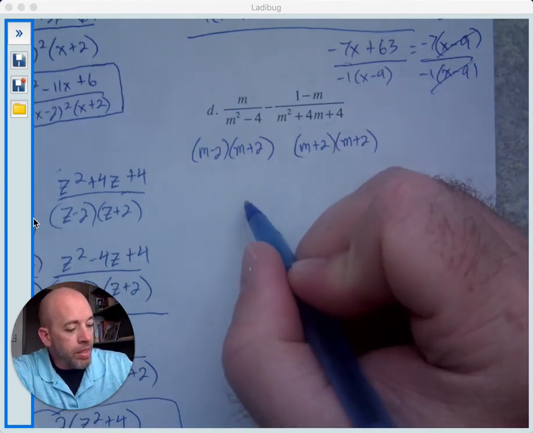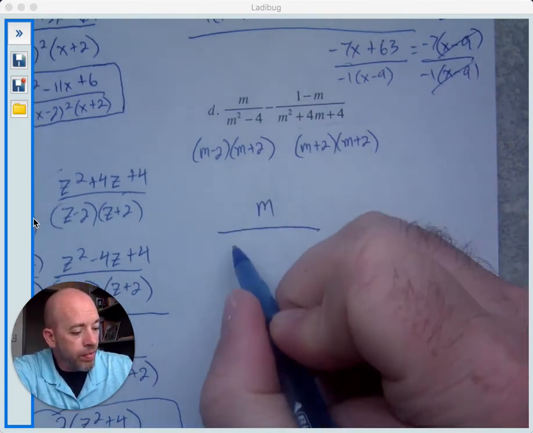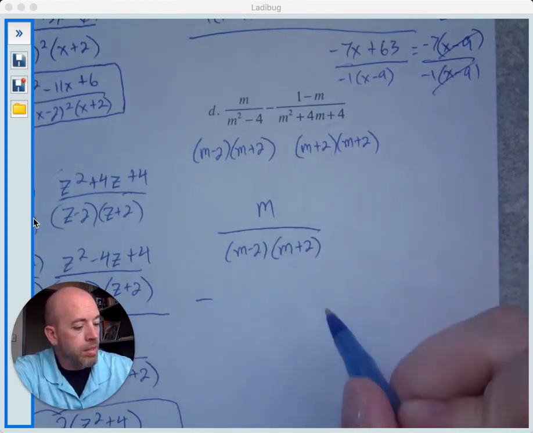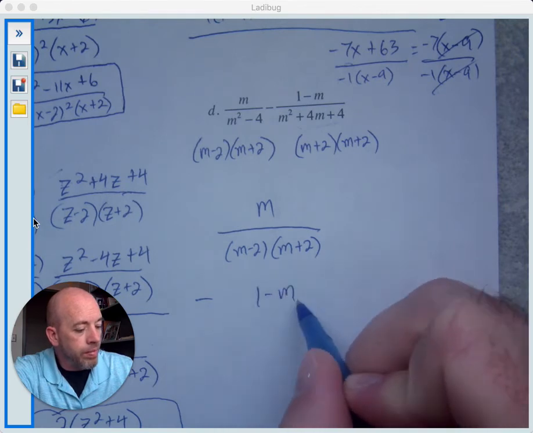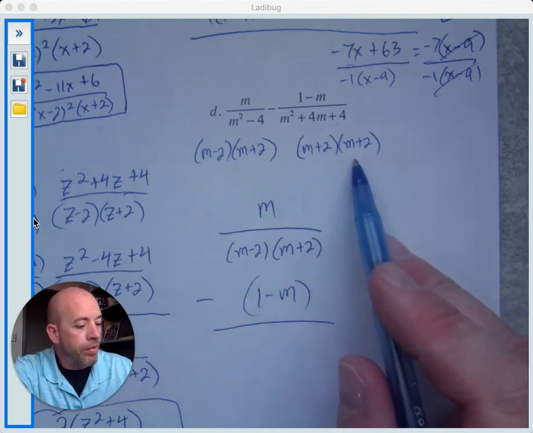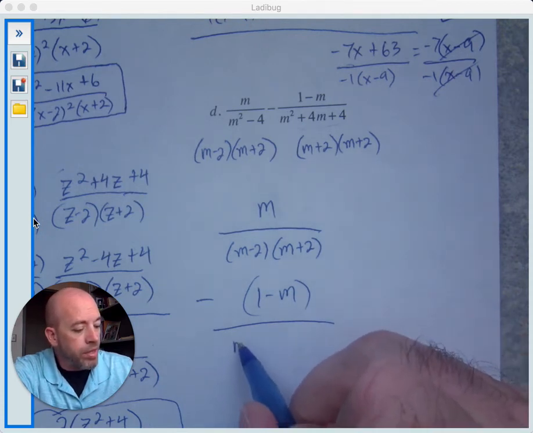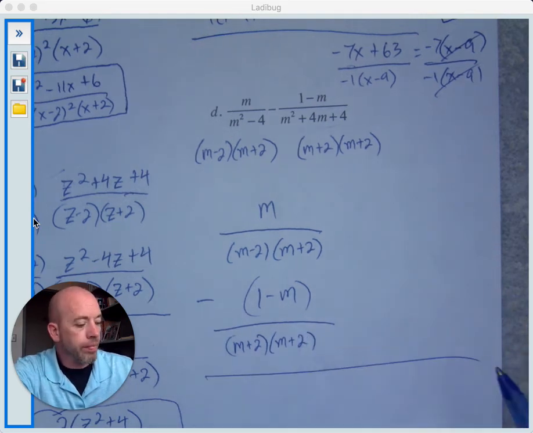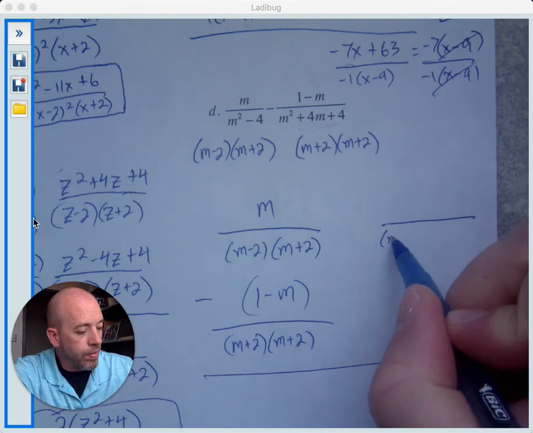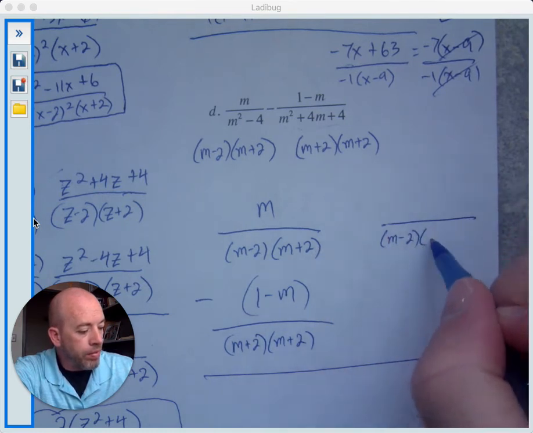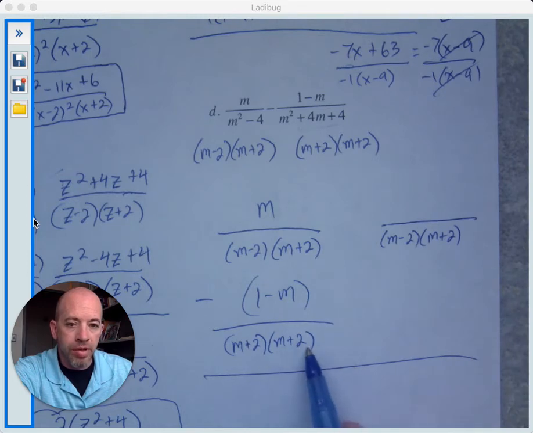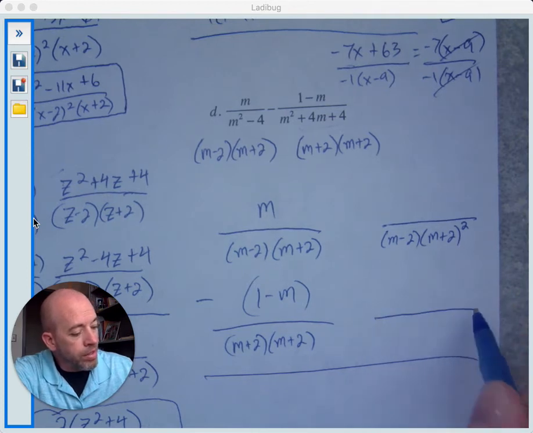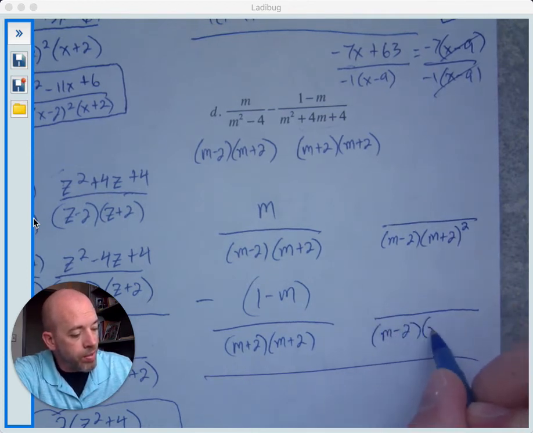So let's write this vertically. We have M over M minus 2, M plus 2, minus 1 minus M over M plus 2 times M plus 2, right? Alright, so your LCD, we need an M minus 2. We need an M plus 2. But because this one has two M plus 2's, we actually need M plus 2 squared, right? So that's going to be your LCD, M minus 2 times M plus 2 squared.